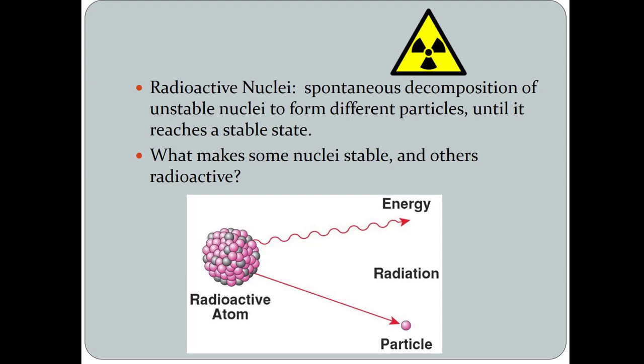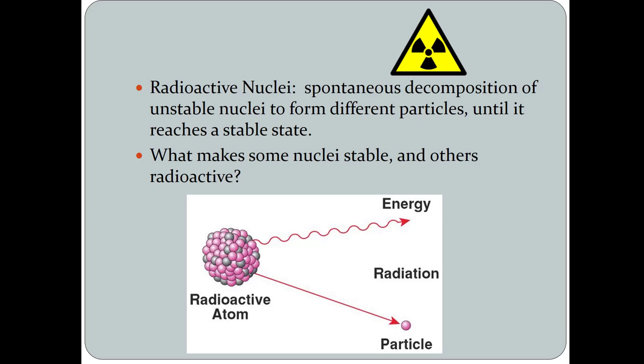And that's a little bit different. In normal chemical reactions, the nucleus is not used. It's just the electrons that are doing the reacting. But in a nuclear reaction, you have particles that are being flung out from the nucleus.